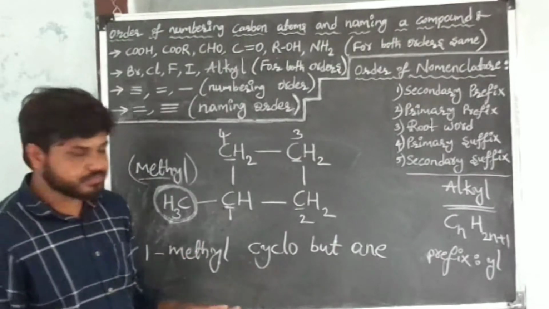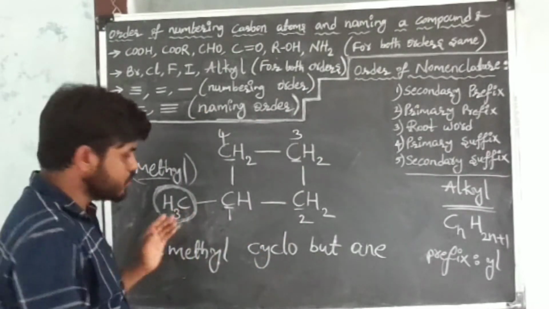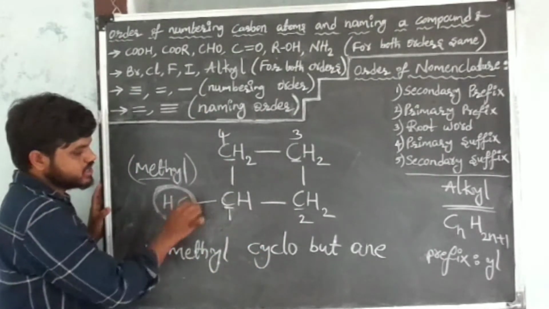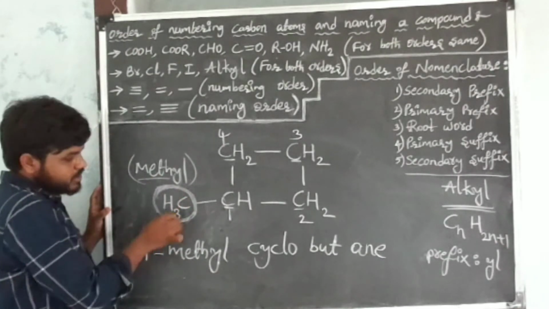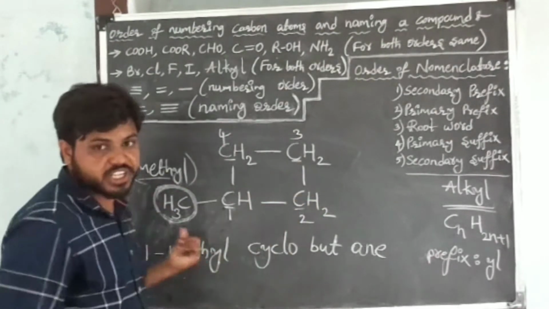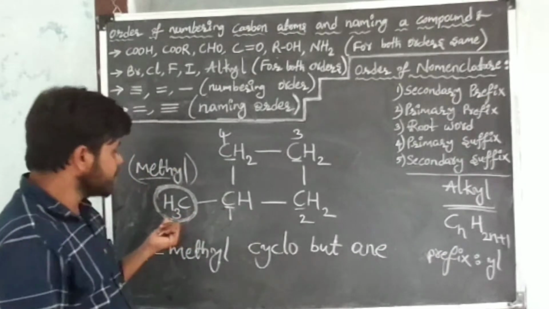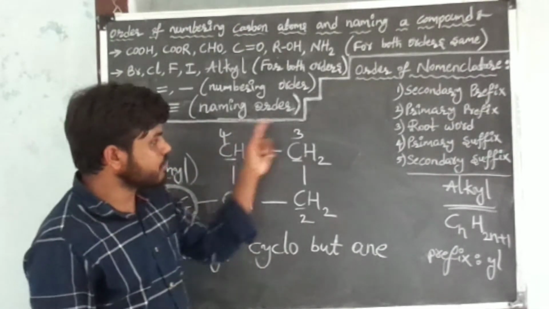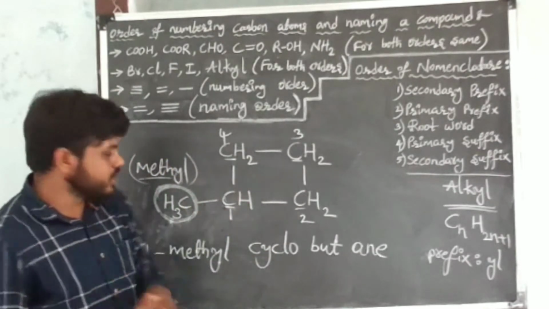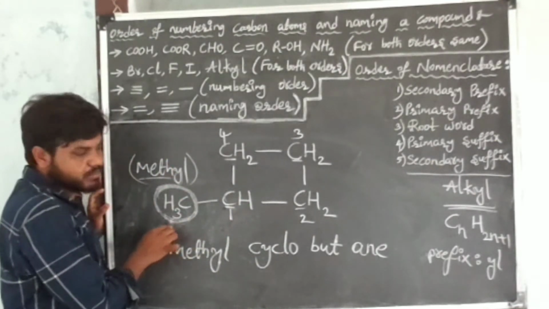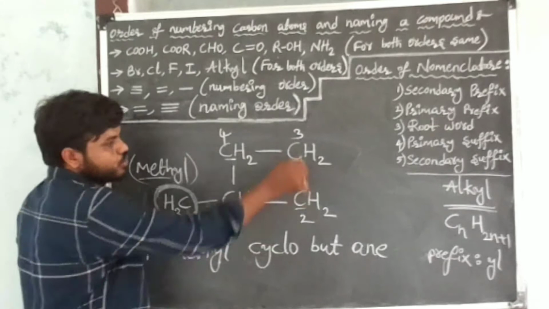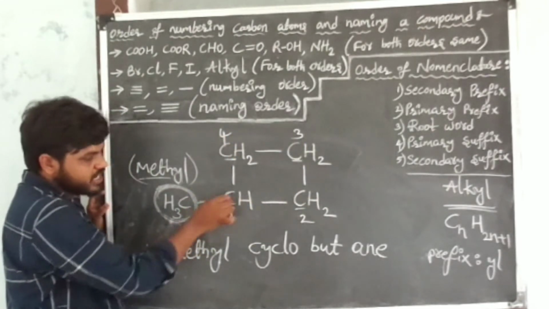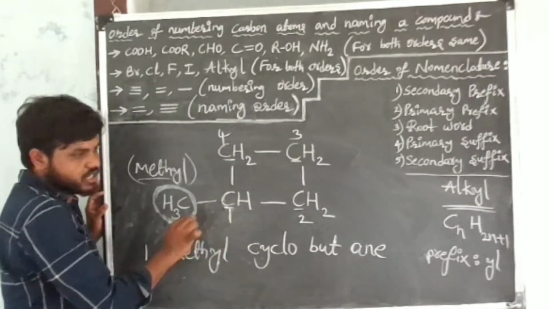I am repeating. This is the given carbon compound. At this carbon, one substituent is there, that is methyl. It belongs to the alkyl group; you can check with the general formula. After knowing the name, give the numbers to each carbon atom in such a way that this methyl gets the least number. That's why I started from here: 1, 2, 3, 4. Methyl gets the first position, the least number.